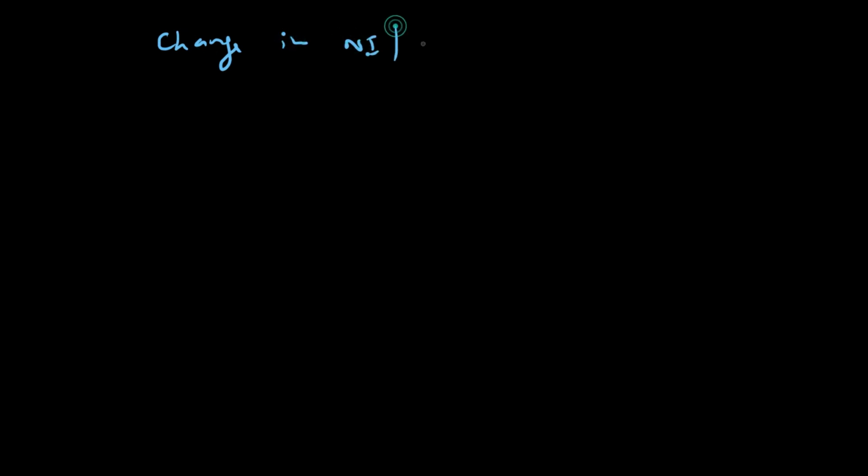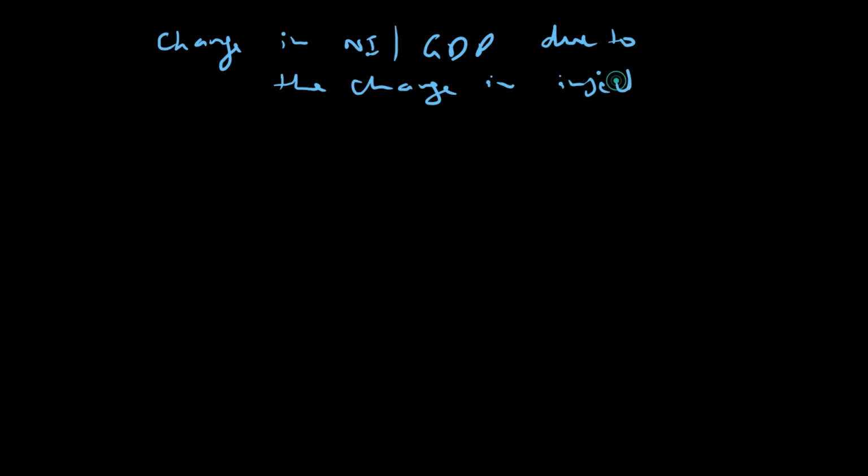National income is the proxy of GDP, or gross domestic product. You can replace these terms with each other. Rather, GDP is the proxy of national income. So, what is the change in national income or GDP due to a change in injections? If we change injections, then what will happen to the change in GDP?